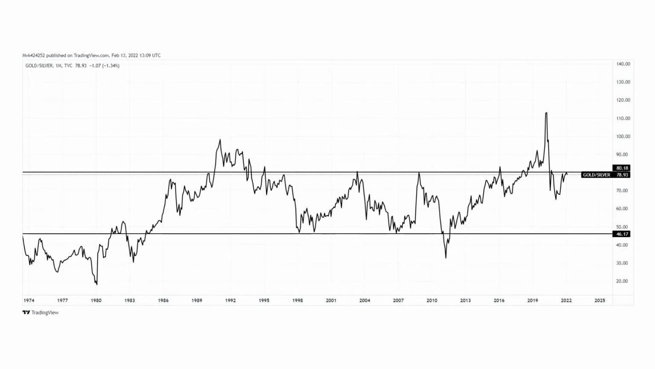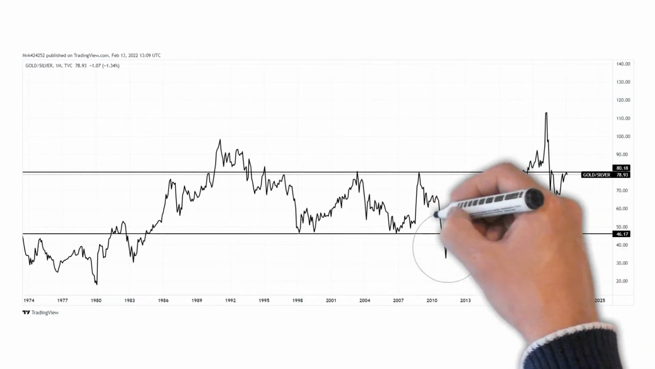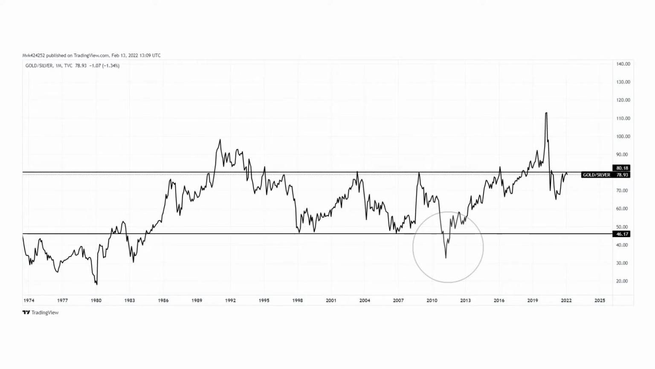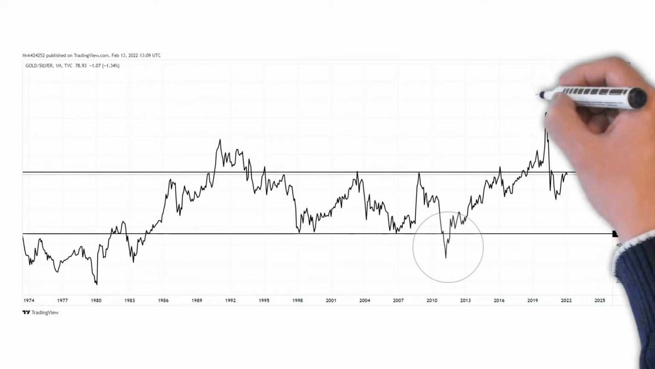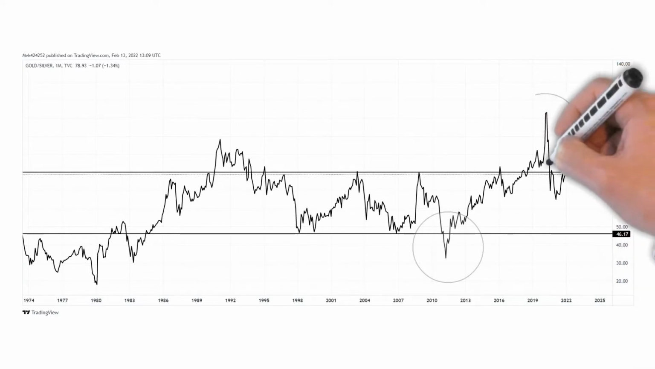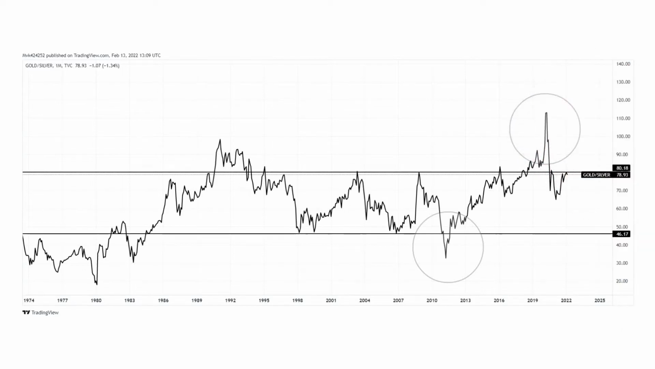Since the mid-80s the ratio stays most of the time between 45 and 80 but sometimes overshoots to the downside like in 2011 during the last precious metals bull market, or overshoots to the upside like during the crash in 2020. Now I want you to ask the question, could it be more favorable to buy gold or silver at the moment? If you like you can pause the video for some time and think about it before I tell you what could be the answer to the question.